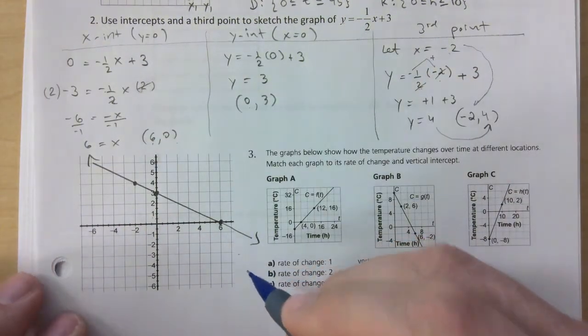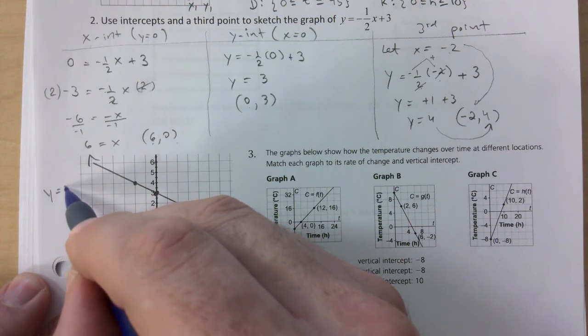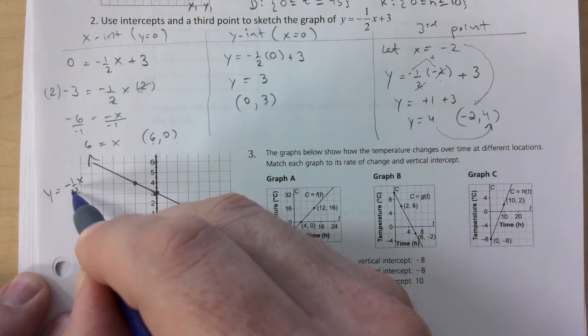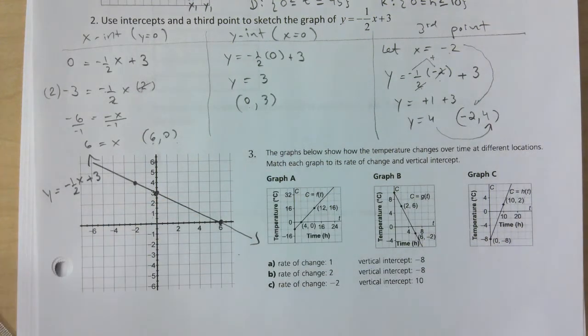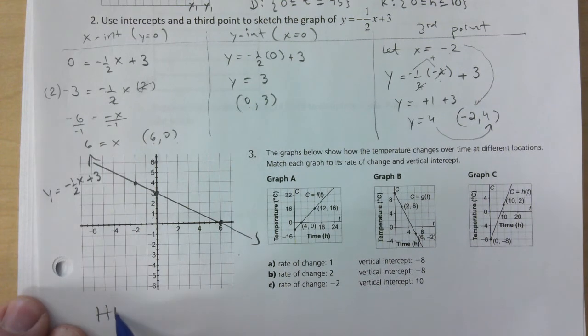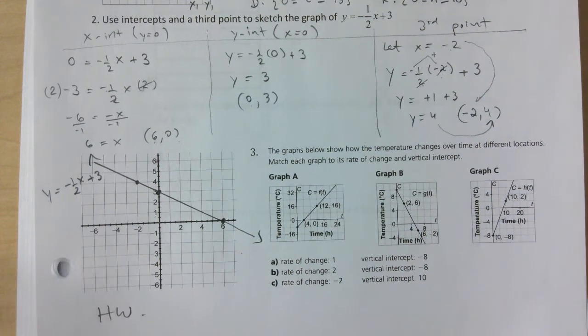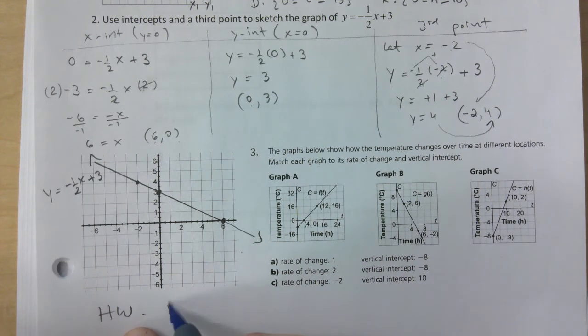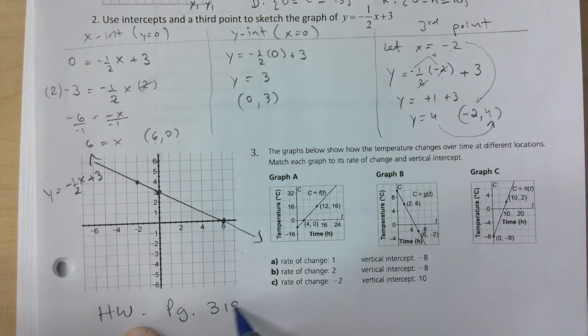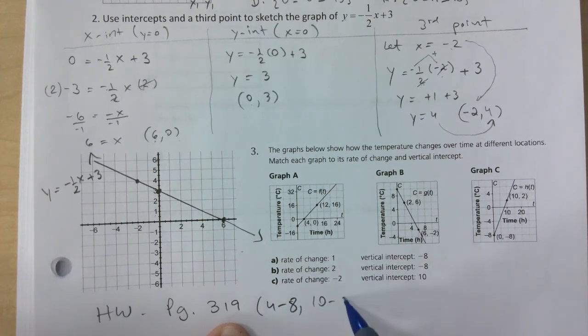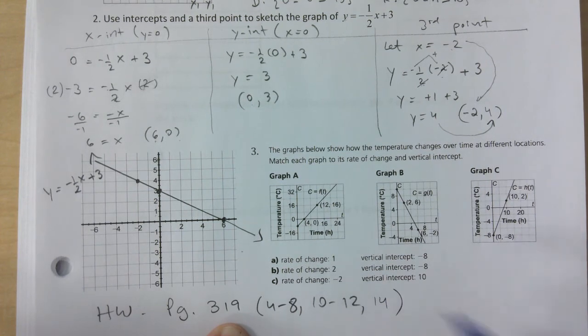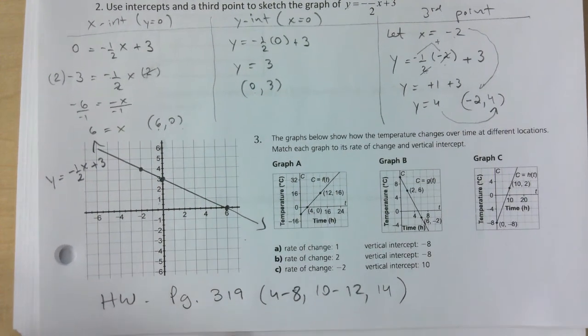Okay, I'm gonna give you the homework. Notice this, the slope is negative and the line is pointing down from left to right. That's another clue that you should have, okay? So homework, I'm gonna get you to do page 319, 4 to 8, 10 to 12, and 14. Okay, make sure you write that down.